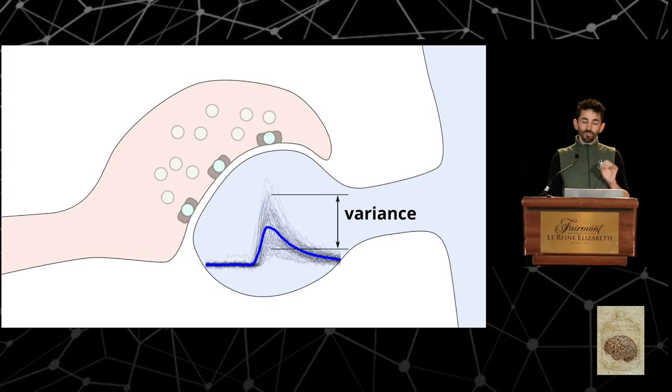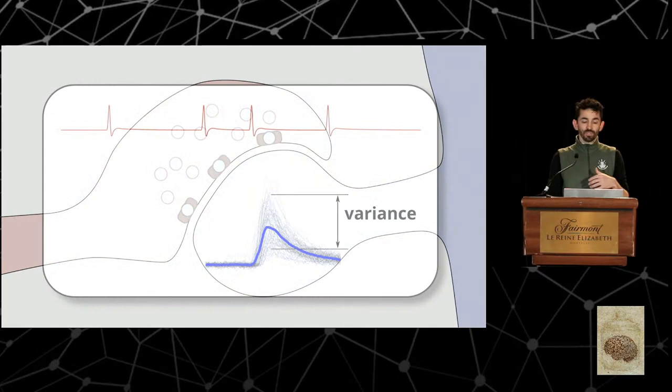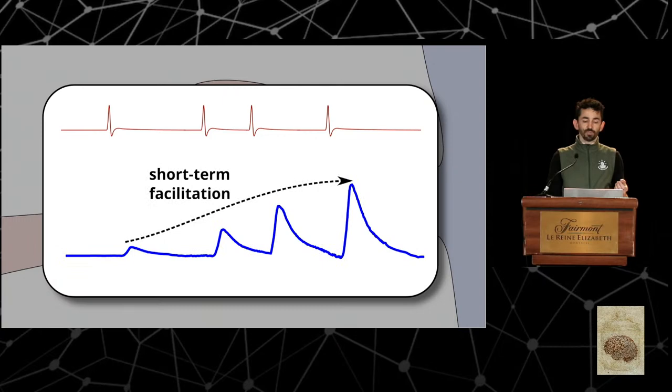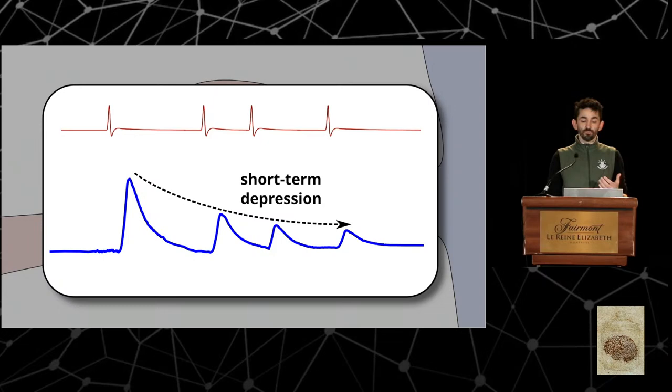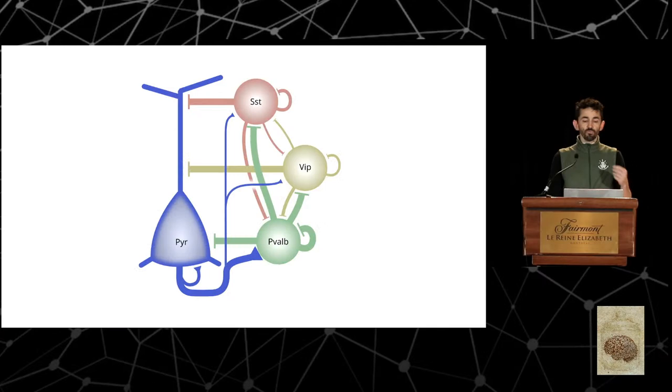And there's one more effect that we want to think about, which is that the probability of a vesicle being released can change based on the recent history of spiking. For example, if we have a rapid train of spikes, depending on the synapse, we may see the response amplitudes facilitate, or they may depress, or some combination of these two. So we have several different parameters that we can measure in order to characterize a single synapse. And it's important to remember that all of these parameters are cell type dependent, which means that all of the synapses in a circuit like this are behaving in different ways.